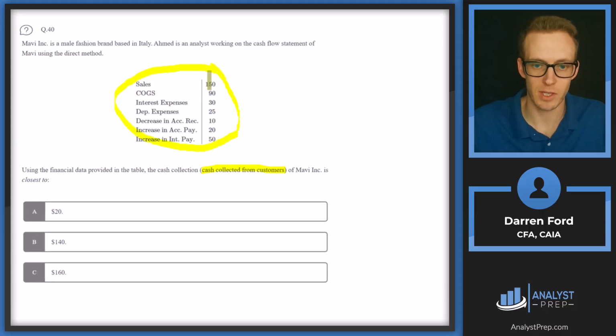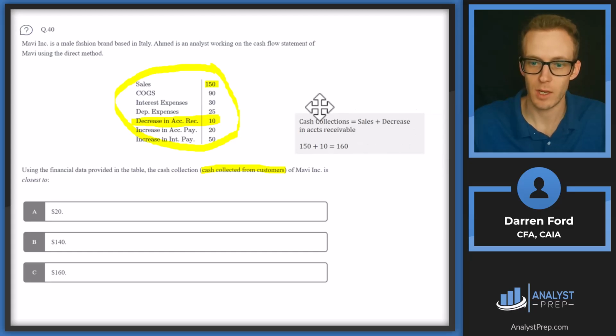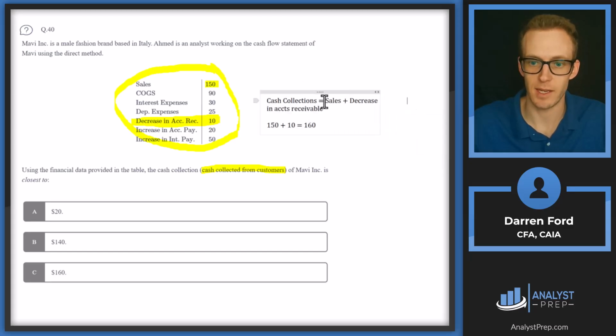So we've got a lot of information here in this table, but there's only two variables we need to look at for cash collections. One is sales, and two is the change in accounts receivable. So if we have a decrease in accounts receivable of $10, that means that we had $10 more of cash come in, and then all of our sales were cash sales as well. So basically our cash collections is sales plus decrease in accounts receivable, which gets us 160. So we go with answer C.